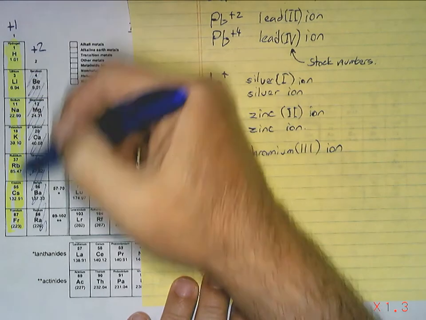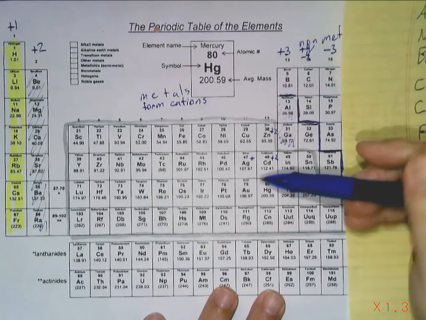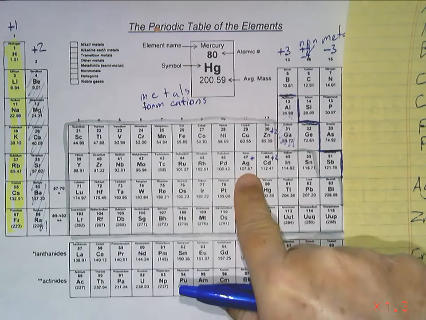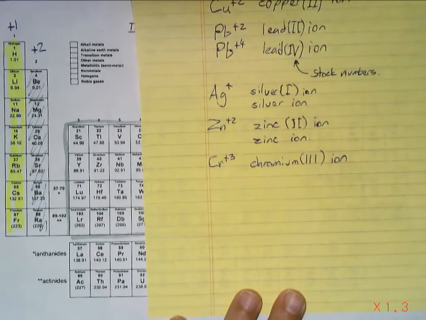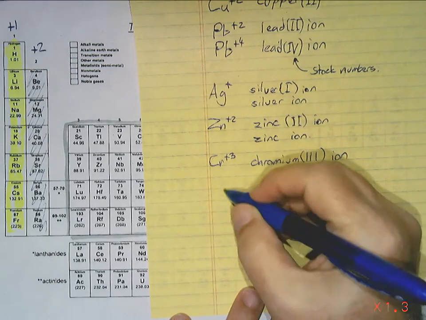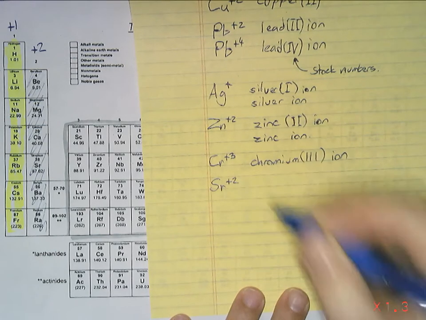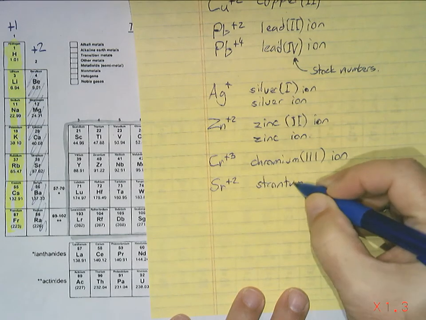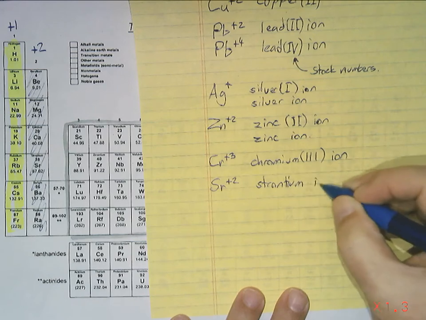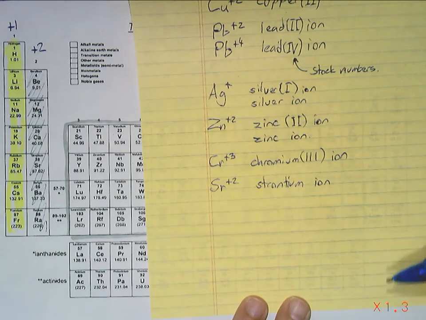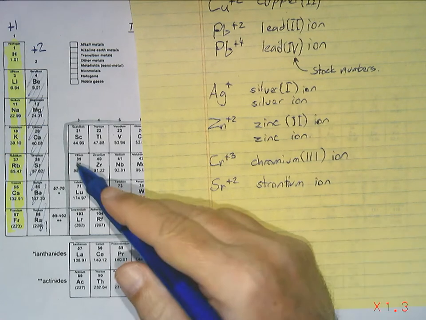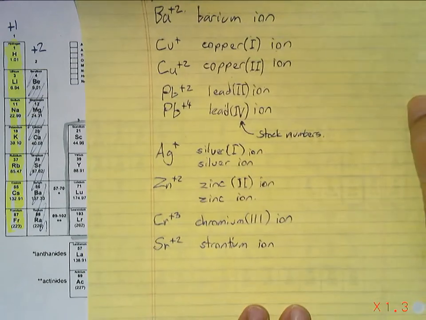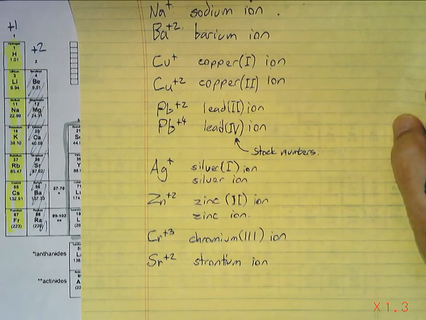Now notice that if you're in the first two columns, or if you are with aluminum or gallium, you're outside of this area here, and you can leave off the stock number. So if I ask you to name this ion, you would just call that a strontium ion. You don't have to say strontium with a Roman numeral 2 after it, because that's all that you get with that column. All right, so you ought to be able to name metal ions now.